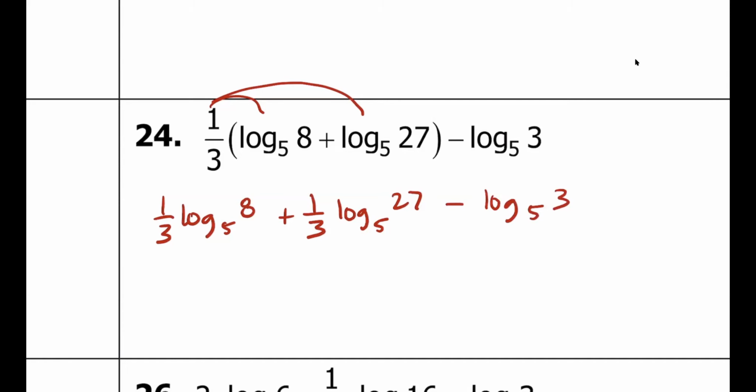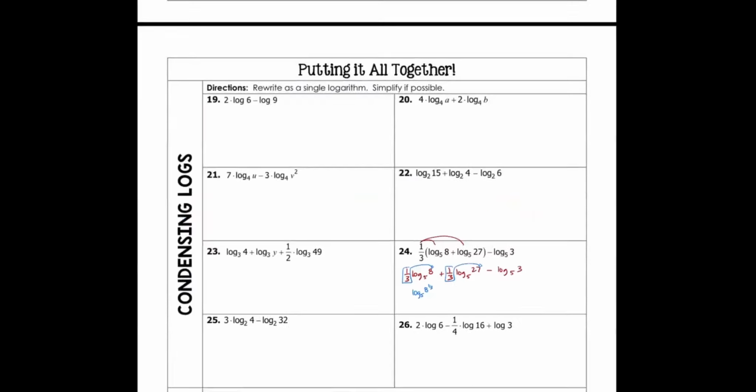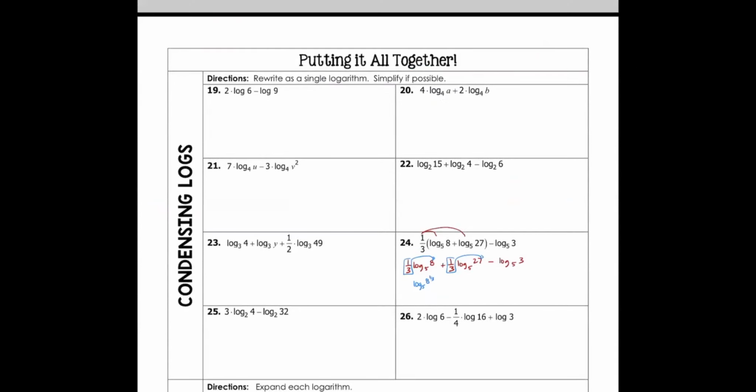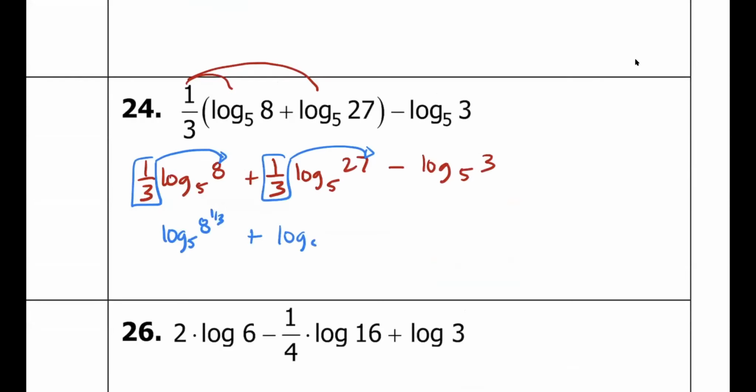So we want to work from left to right. So what I first want to do is I don't like numbers in front of logs. So I'm going to move those here. I'm going to condense it, make it smaller. So I want to make this all into one log if I can at the end. So this becomes log base 5 of 8 to the 1/3 using the, I'm sorry, the power rule, power property. This becomes plus log base 5 of 27 to the 1/3.